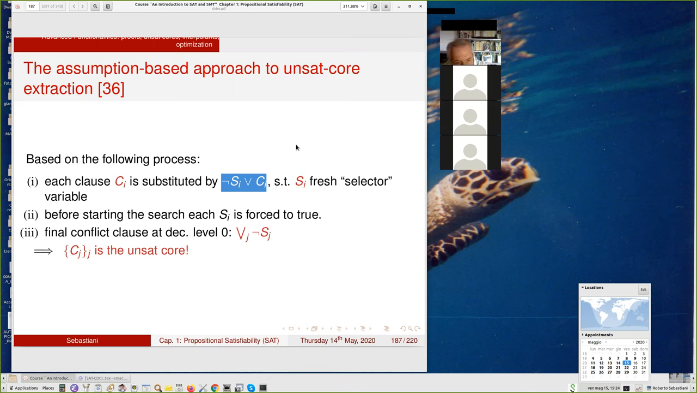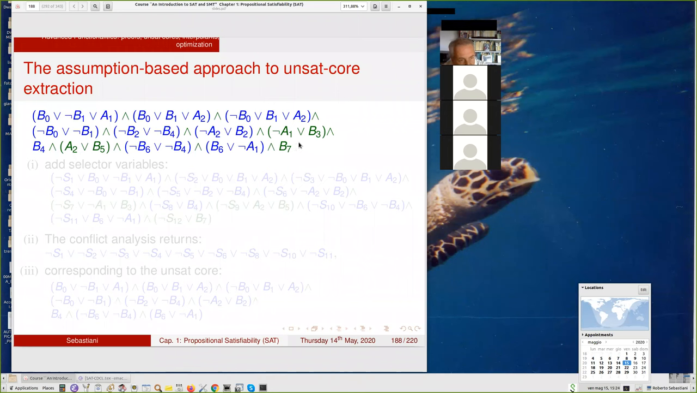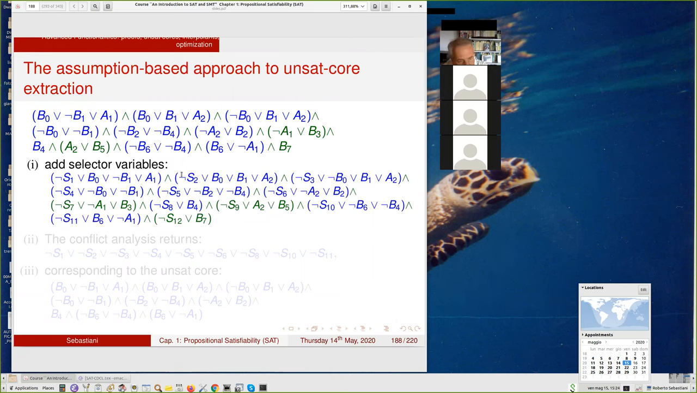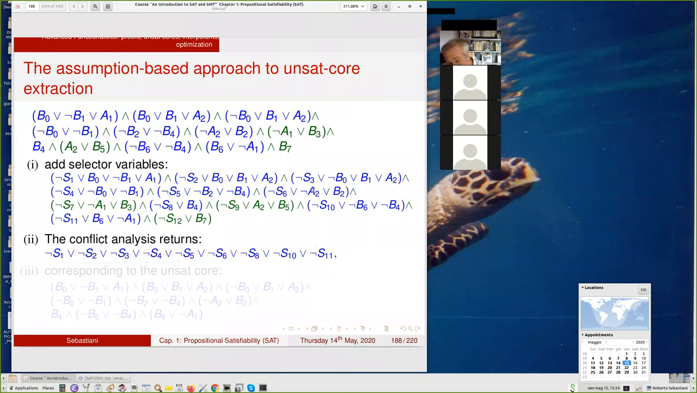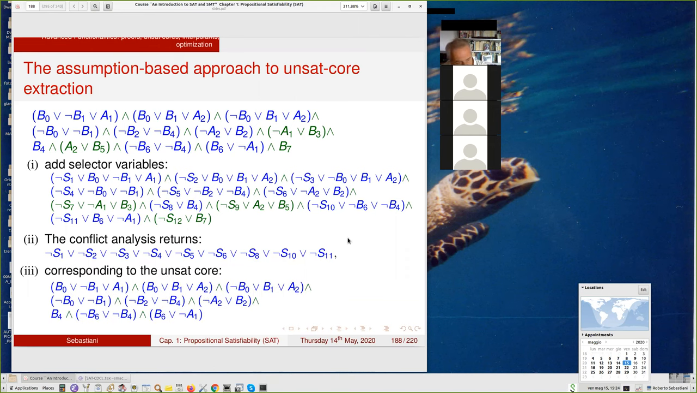So, for instance, if you get this formula here, you can add the selection variables. You label all the clauses with a fresh Boolean atom SI, and then you assume all the SIs and run the subsolver. At the end of the day, suppose the conflict analysis returns you this clause. Well, this clause will give you all and only the clauses which are labeled with blue, which correspond to this subformula of the original formula. Okay, so this is an easy way to compute the unsat core.